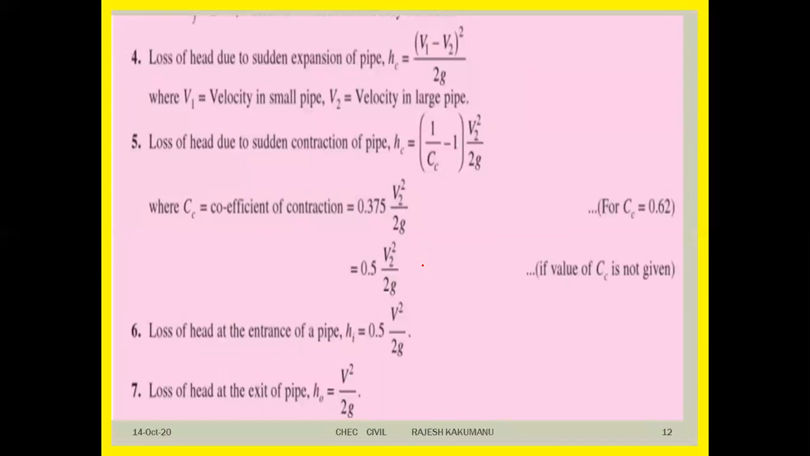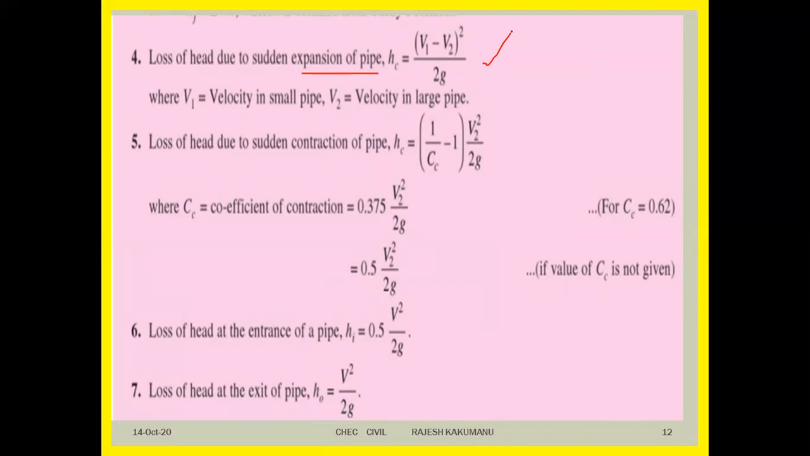Next formula in the minor losses: the loss of head due to sudden expansion. For expansion of the pipe, this is the formula: he is equal to (V1 minus V2) whole square by 2g. V1 is the velocity at section 1 and V2 is the velocity at section 2, where V1 is the velocity at the small pipe and V2 is the velocity at the large pipe. In sudden expansion, what happens? The diameter of the pipe changes. That's the fourth formula.